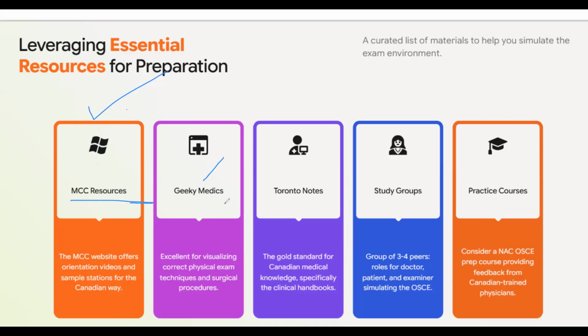Geeky Medics, they have really good videos on how to approach different symptoms. You can watch them for free. They also have good physical examination videos.